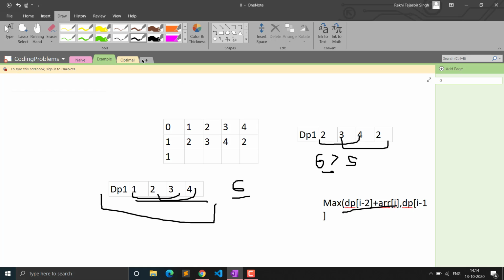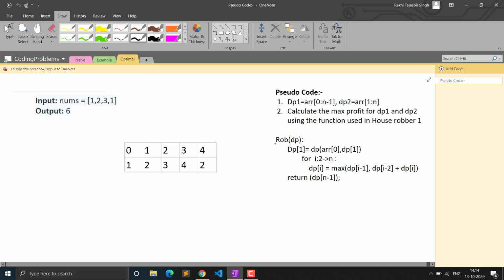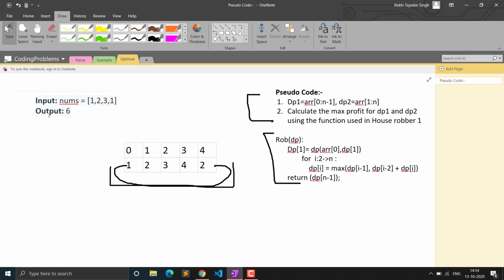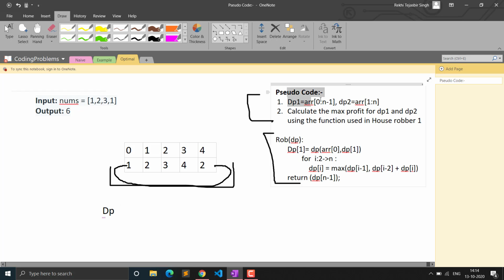Let's see, I have written the pseudocode also, you can see. This is the pseudocode. Actually this code is the same code that I copied from house robber 1, and this is what we have to do. We are given this array, and we cannot loop 1 and 2 together, they are connected. So what we will do is simply make two arrays out of this one array. So we will make dp of 1, you can see I have written the dp of 1 array, and in this first array we will not include the last item.